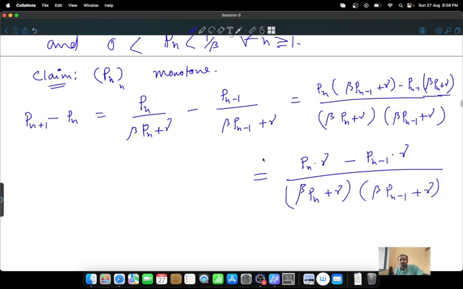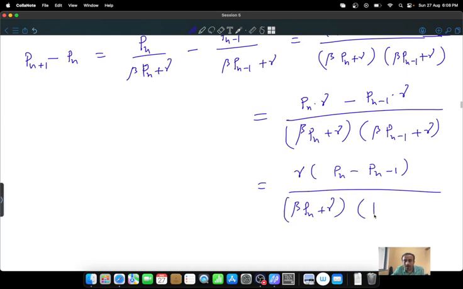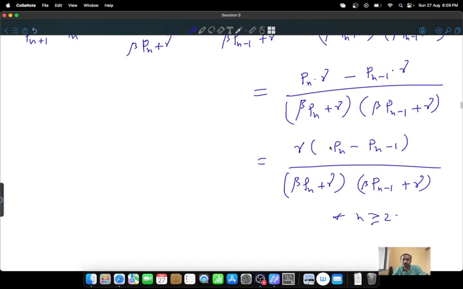Okay, so write the numerator in this way: gamma times Pn minus P(n-1), and the denominator is beta Pn plus gamma times beta P(n-1) plus gamma. Okay, and this is true for all n greater or equal to 2, because here I have written n minus 1 in the subscript.